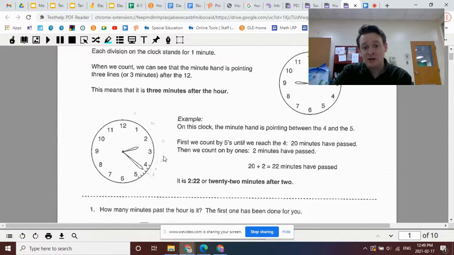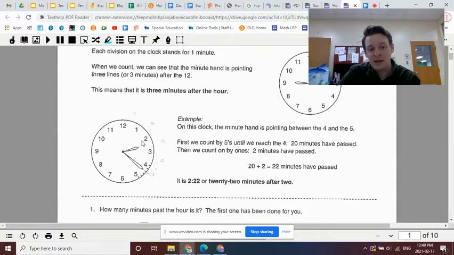And down here on this clock, the minute hand is pointing between the 4 and the 5. So first we're going to count by 5s until we get to the 4. 5, 10, 15, 20. And then we're going to count tick marks. 21, 22. So it's 22 minutes past the hour.